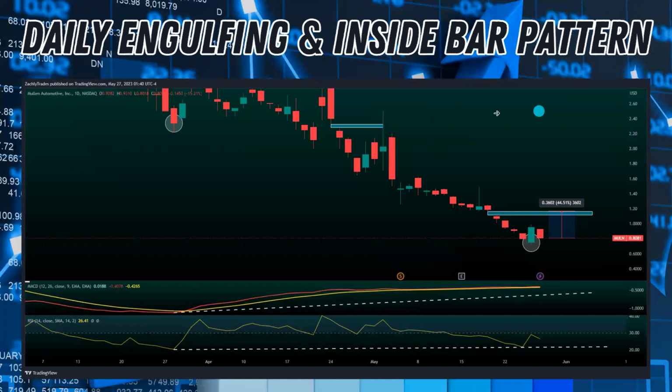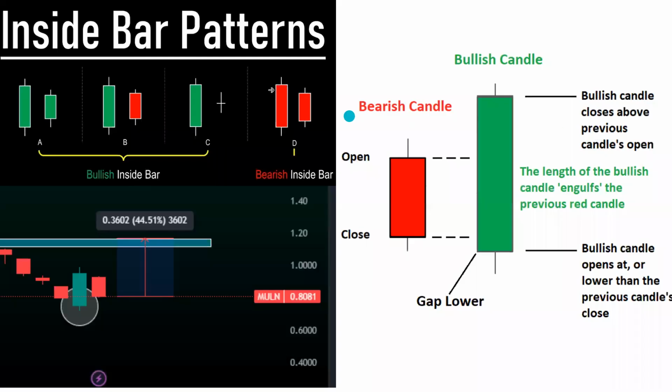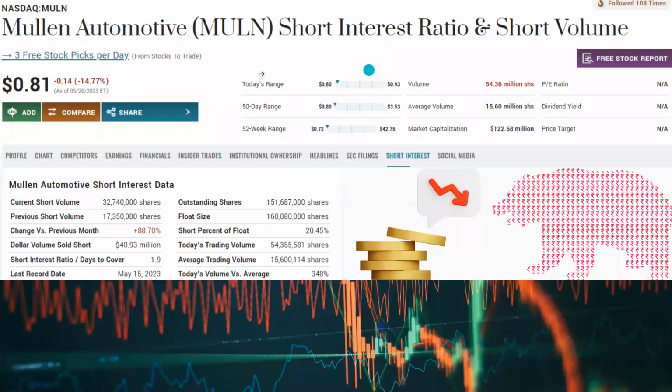We do have an engulfing and inside bar pattern forming here along with some bullish divergence. We'll go over what those candlestick patterns are. We'll also take a look at the short interest ratio and short volume.